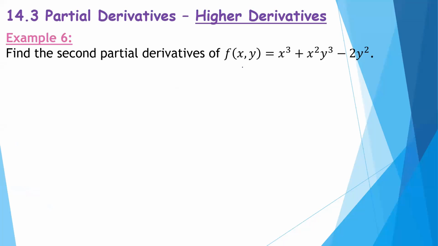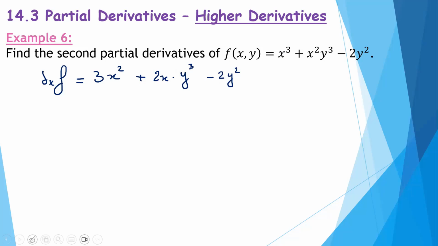Find the second partial derivative of fxy. So we have to find the second partial derivative. We have to start with the first partial derivative. So what is dxf? What will it give me? So 3x squared. Okay. So derivative of x cubed is 3x squared, plus 2xy cubed, okay, bravo, minus 2y squared. Okay, do you agree, guys?